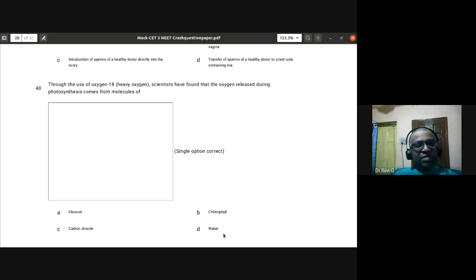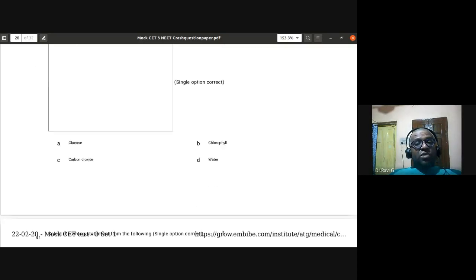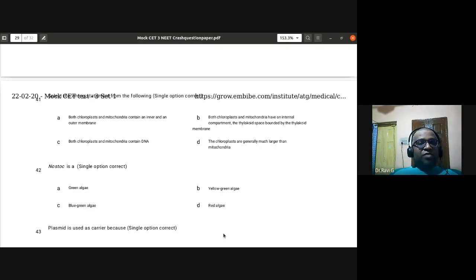So it comes from the water, photolysis of water. So the 41st question, let us read the question properly. Select the wrong statement from the following.